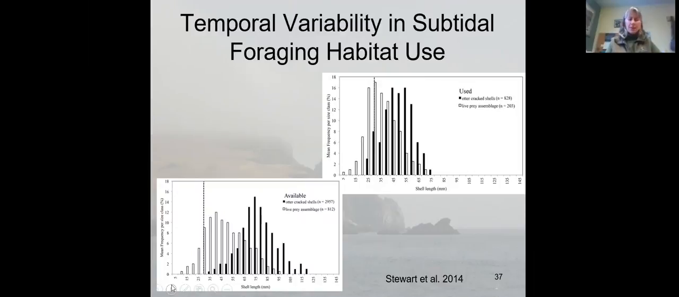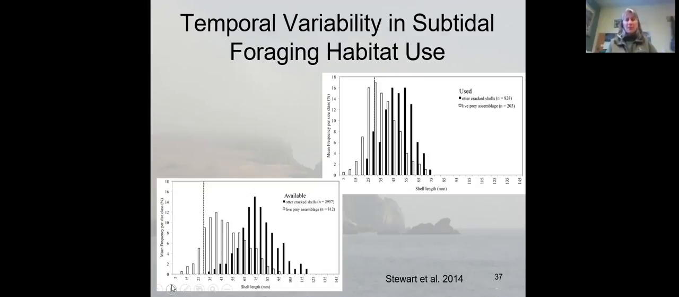So you can see that in what was available, the otter cracked shells were a little bit higher in their size distribution than the live assemblages, and the used areas were much closer together. And so there's a patch dynamic in how sea otter foraging interfaces with the environment. There's a whole lot of digging going on out there, and there's different patchiness in how prey is used, and we're just beginning to sort some of that out.